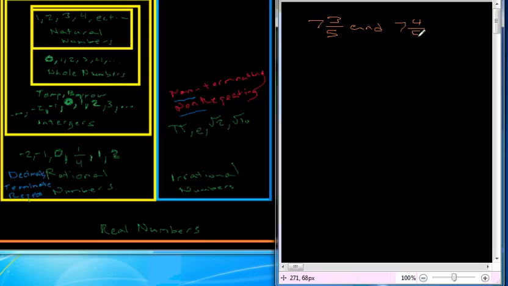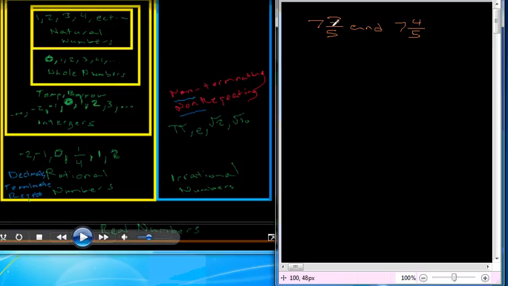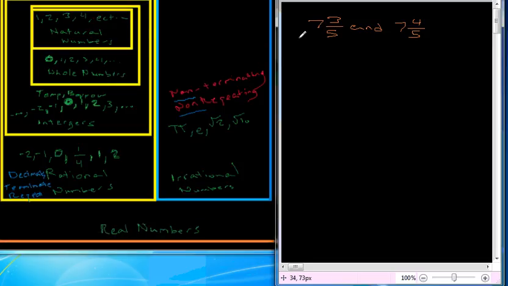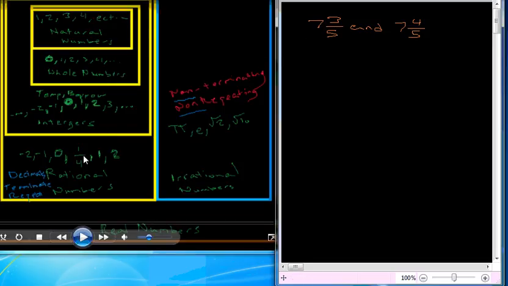So to do this, the density property says, if I've got two real numbers, hey guys, real quick question. 7 and 3/5, this is really like saying it's 7 with a decimal. So where would that fall within our real number system? It is rational. Who said that? John, you're getting a treat in a second, and David too. So here's the second question. If it's a rational number, isn't it a real number too? Yeah, so it's absolutely real.